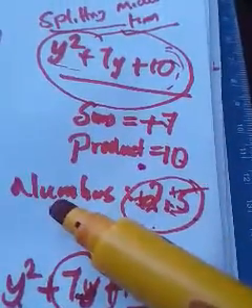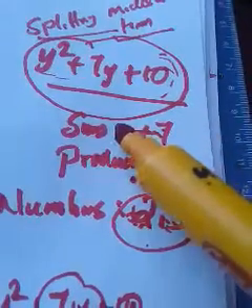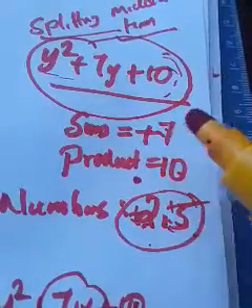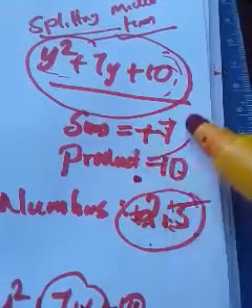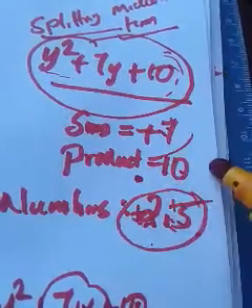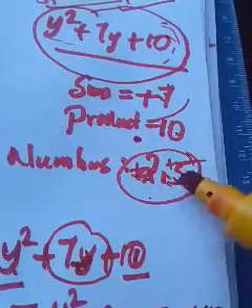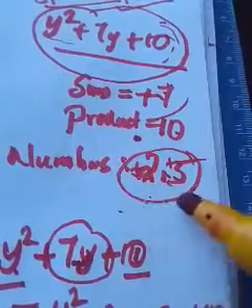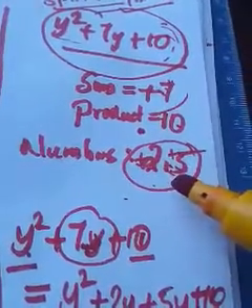And now you must think which are the numbers such that the speciality of those 2 numbers should be, when you take the sum of the 2 numbers, that should be plus 7, and when you take the product of the 2 numbers, that should be 10. Which are the numbers? 2 and 5, no? Because while adding 2 and 5 we are getting 7, and while multiplying 2 and 5 we are getting 10. So these are the two numbers.